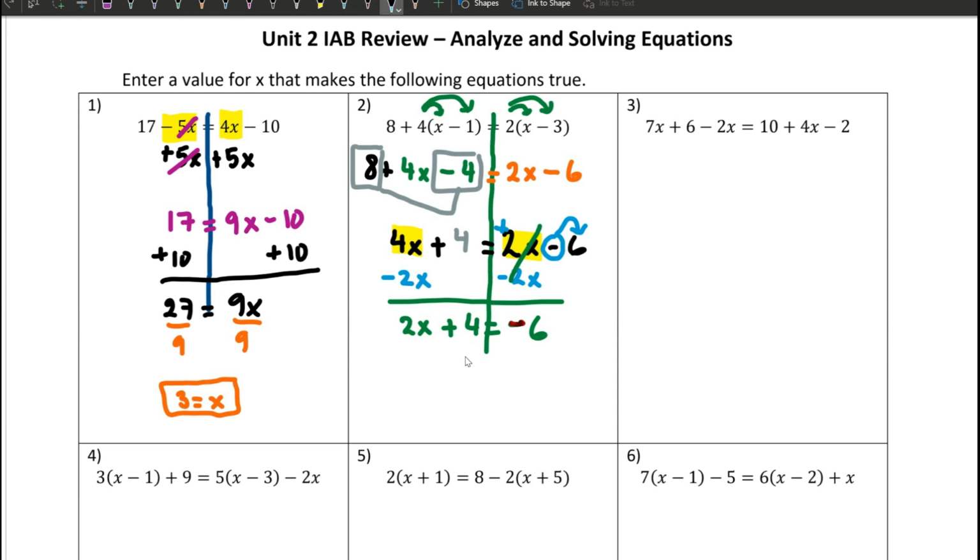Now to isolate the variable, you subtract 4 from both sides. That gives us 2x equal to negative 10. And then to isolate x, we divide both sides by 2. So x equals negative 5 is the final answer.